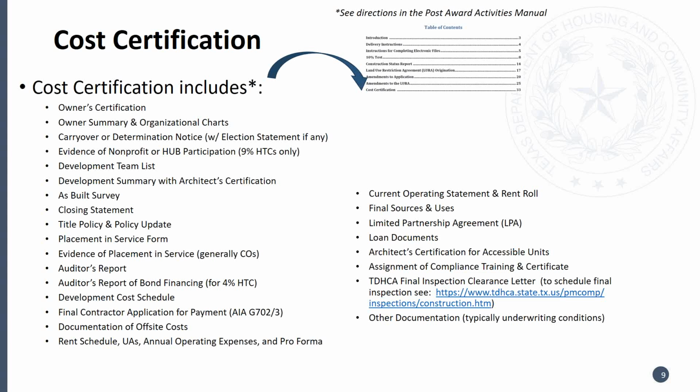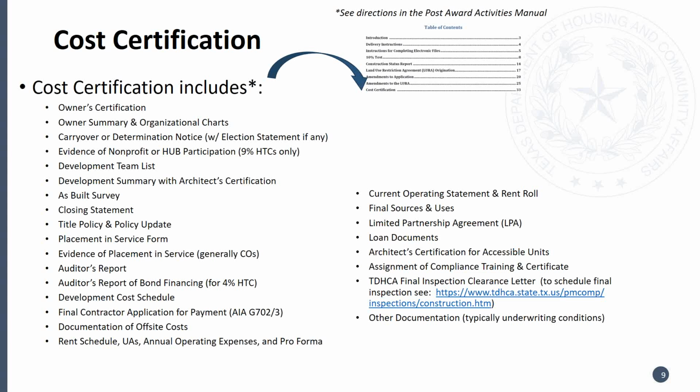We'll go back and confirm those to what we have in the LURA, and if there are any differences, then we'll probably amend the LURA to make that correction. Assignment of compliance training and the certificate. So this is a requirement to take housing tax credit compliance training approved by the department. It has to be done within the last 2 years, and then an individual is assigned by the owner as the representative for that training. So yeah, it's just 2 pieces there.